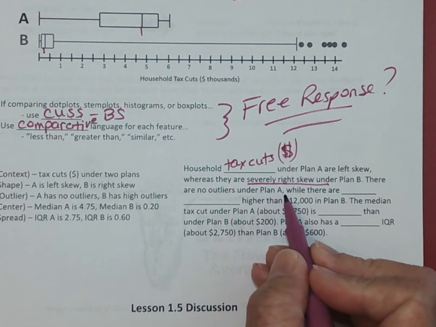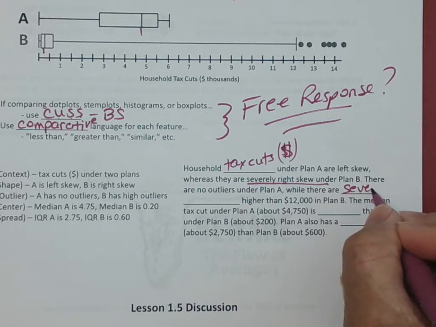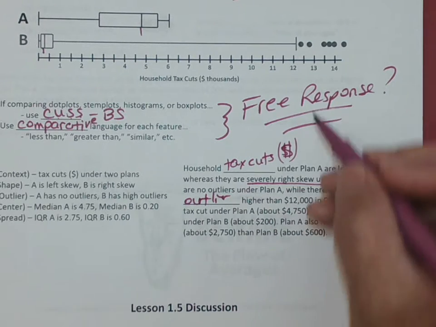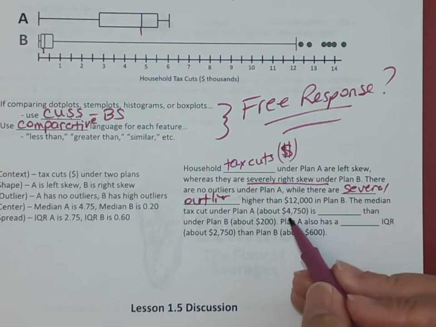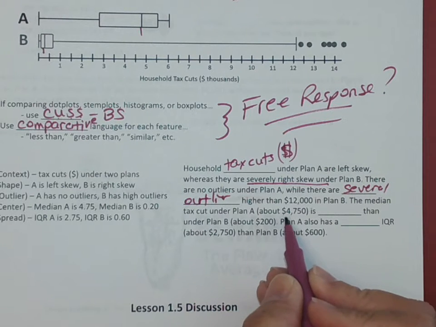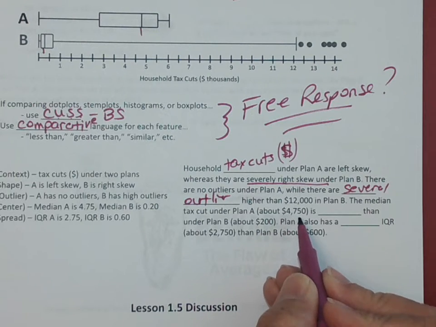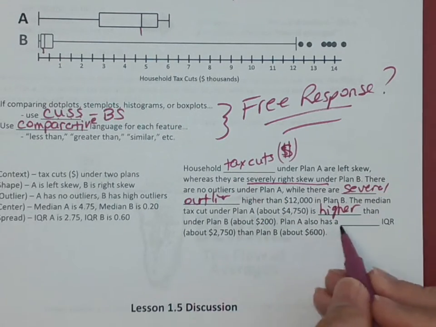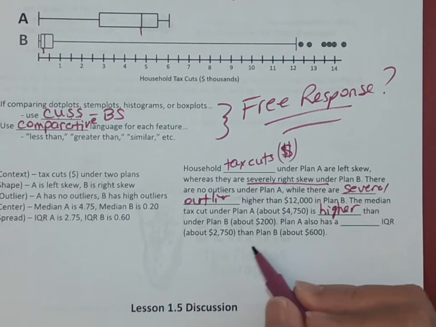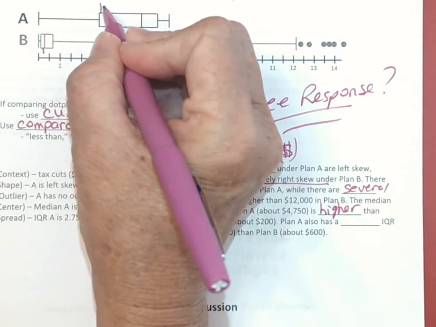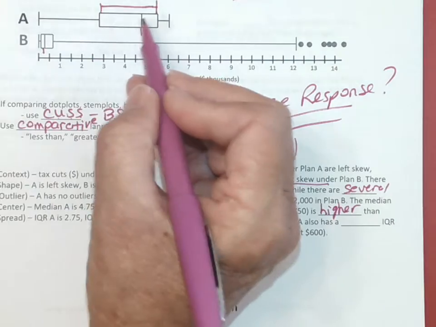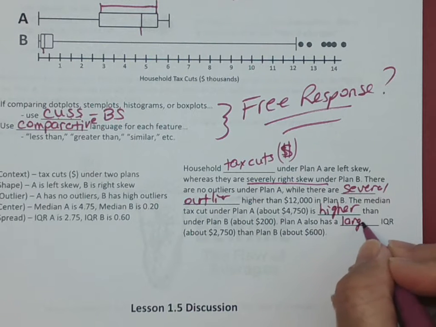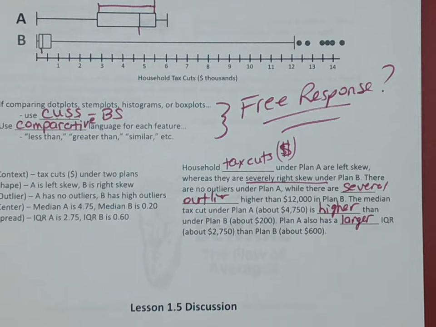There are no outliers under Plan A, but under Plan B, there are several outliers. And I put that they're higher than 12,000 because that was the cutoff there. The median tax cut under Plan A, which is about 4,750, is higher than the one under tax Plan B. And Plan A also has a larger IQR. So the IQR, remember, is the distance from Q1 to Q3. So Plan A has a much larger IQR than Plan B. So we are comparing those.